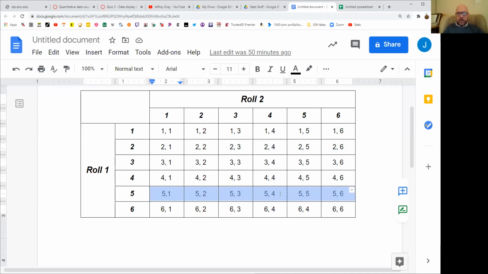If you remember, A was the first roll is 2 or less. I guess I'll just re-annotate all this. A is the first roll is 2 or less.